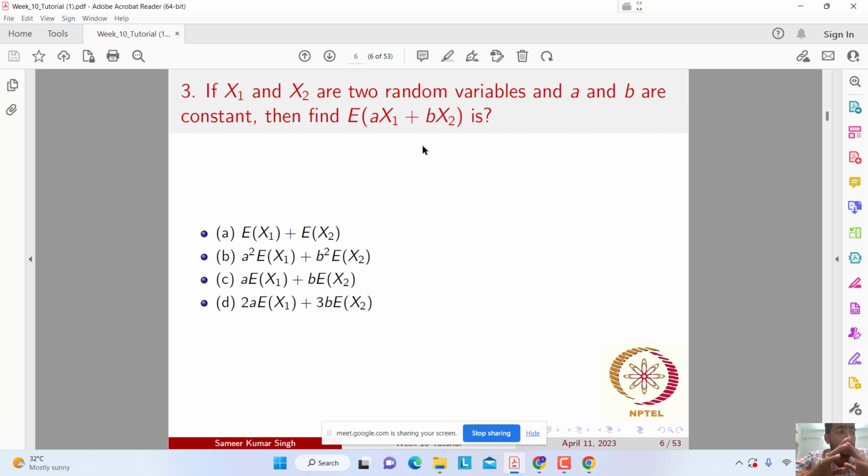Question number three is related to the previous one. Here we are adding one more term, so now you have to find the mean of that too. There we are adding the two random variables x1 and x2, where a is multiplying the random variable x1 and b is multiplying the random variable x2. So what will be the overall mean of this?